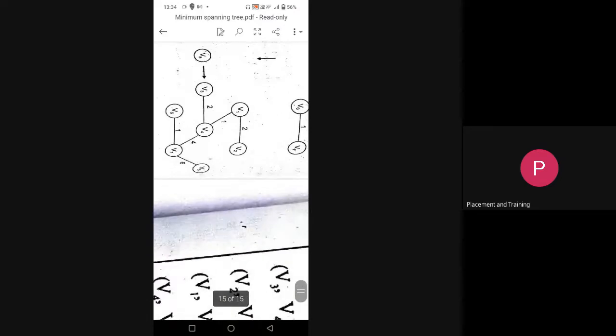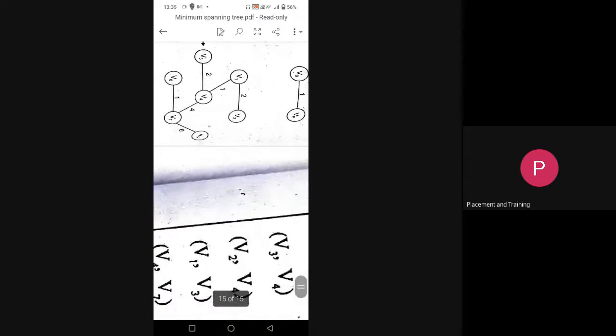This is going to be the minimum spanning tree. So how do I calculate the cost for this? From V1 to V2 it is 2, 2 plus 1 is 3, 3 plus 2 is 5, 5 plus 4 is 9, 9 plus 1 is 10, 10 plus 6 is 16. This is how I calculate the distance, or my total weight.